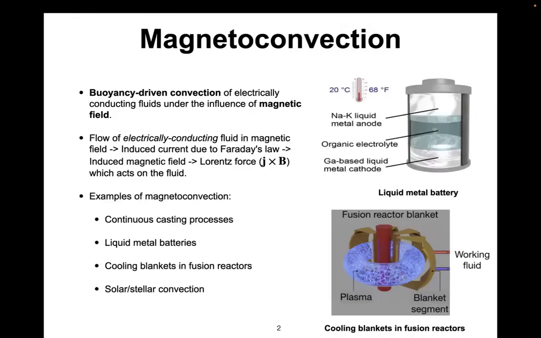Magnetoconvection occurs in some engineering applications and appliances, such as continuous casting processes, liquid metal batteries, and cooling blankets in futuristic fusion reactors. It is ubiquitous in solar convection, chiefly responsible for sunspots and solar flares. We'll focus on liquid metal convection aspects in this project.